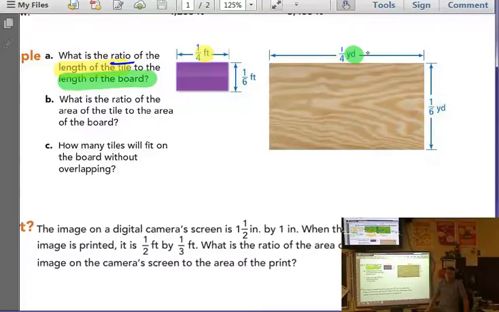Now which do you think is easier? Yards to feet. It's always easier to go to the smaller unit. That doesn't mean it's better. It just means it's easier.